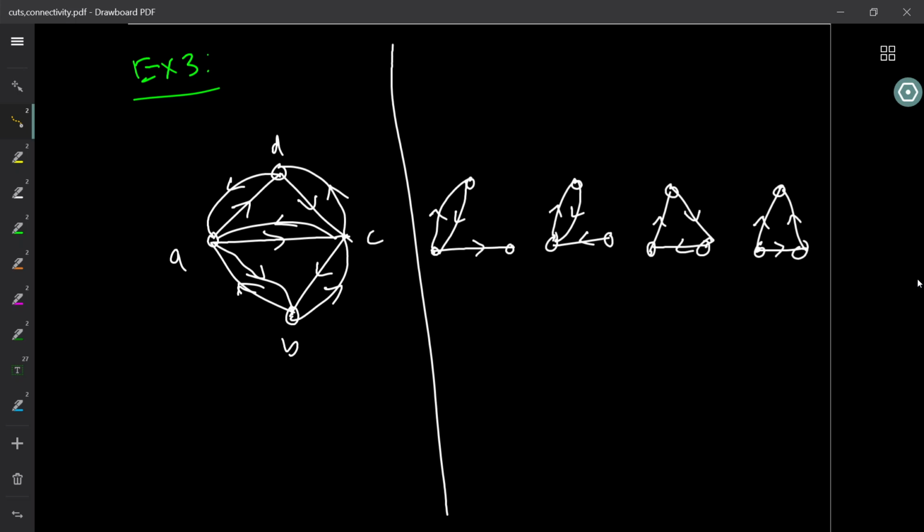And here, if you look at three vertex digraphs which have exactly three edges, one can verify that these are the only graphs up to isomorphism. But I have not defined what isomorphism is, so let me see what isomorphism is.